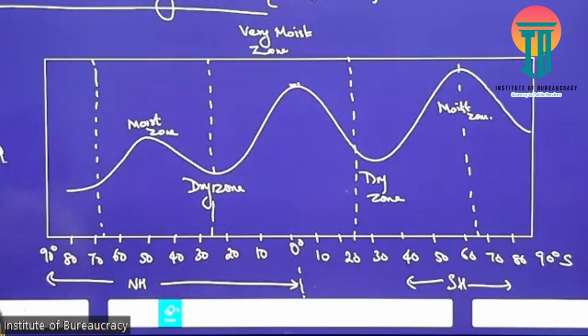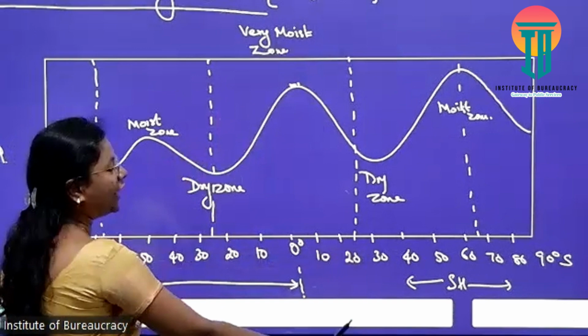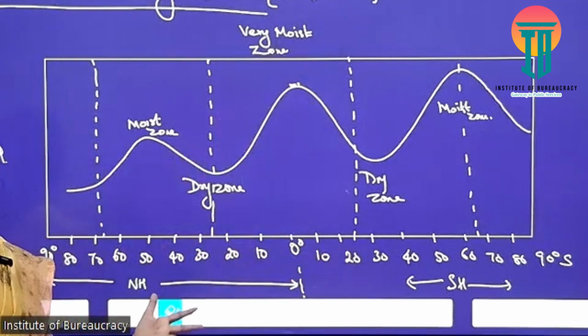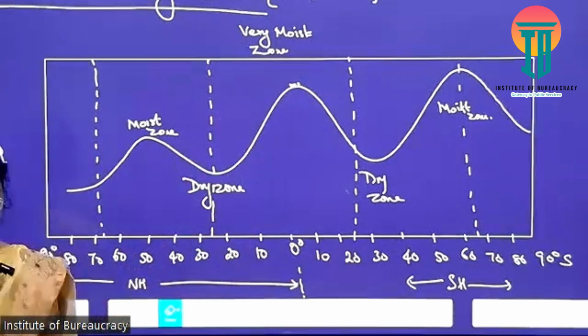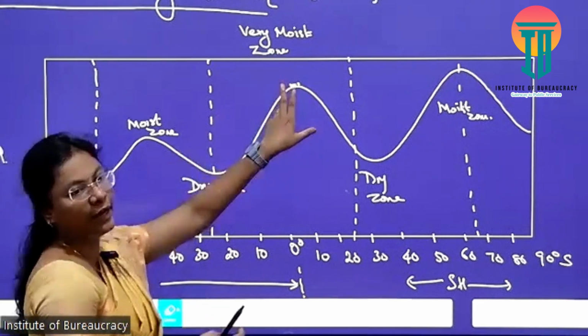Sorry, this is the maximum hot temperature. Temperature is very high. If the temperature is high, there will be warm air. Warm air means my humidity capacity is high and the rate of evaporation is also maximum. Therefore, the relative humidity varies at a high.